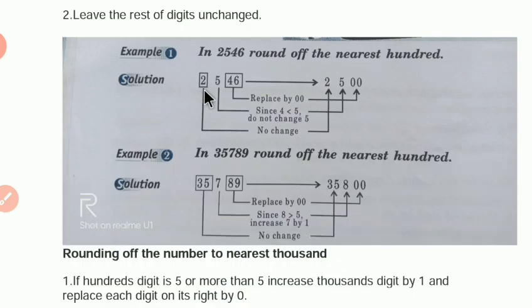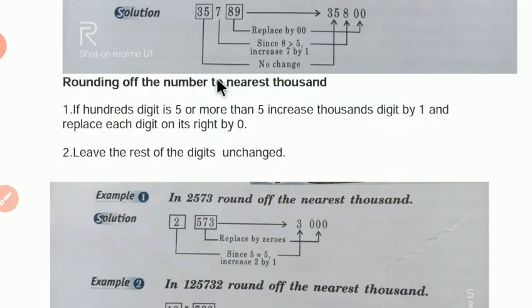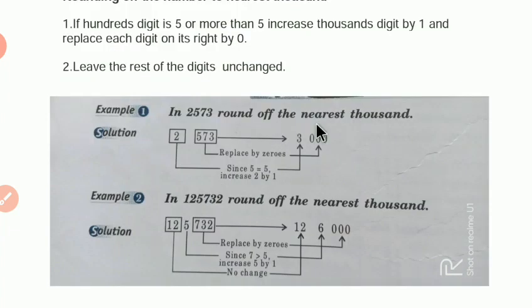Then for 100, we have to replace the last two digits by double 0. Now we have to see its tens place. If the tens place is greater than or equal to 5, then you have to increase its hundreds place by plus 1. And the last one is for thousand.